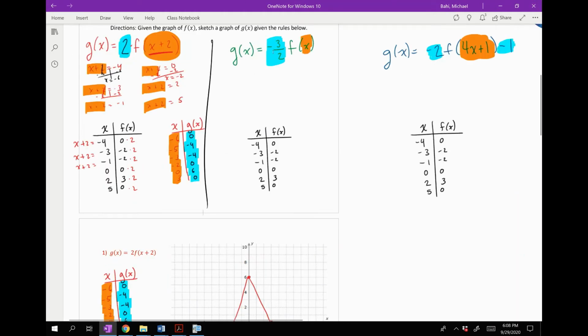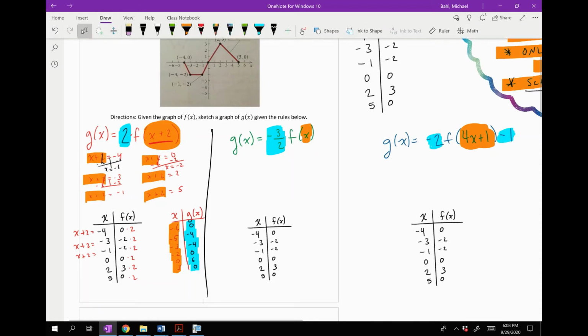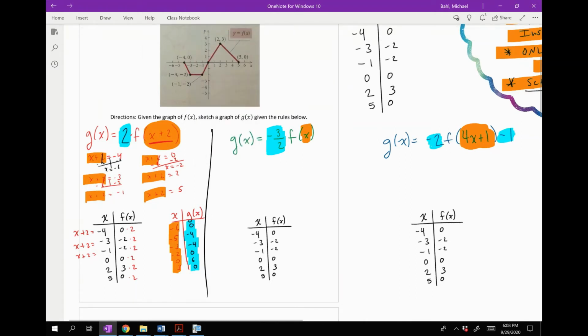Let's try this with the middle one. Now, there's nothing in the orange part, nothing in the parentheses, so you know that in this new one, the x values are not going to change at all. And this was green. So let's make a table for this. X, g of x. So because there's nothing to do in the parentheses, I'm just going to copy them all down. They're the same as the originals.